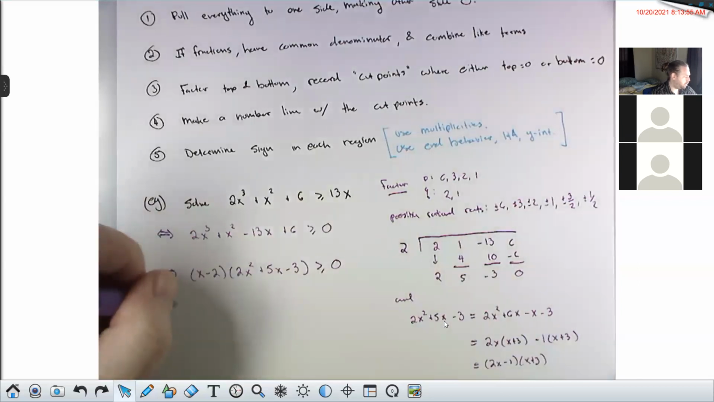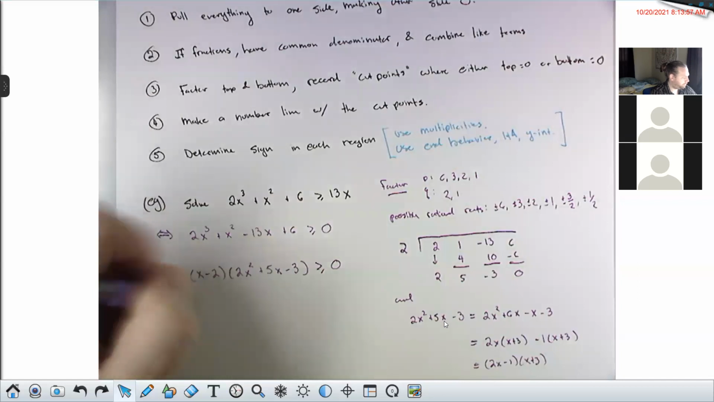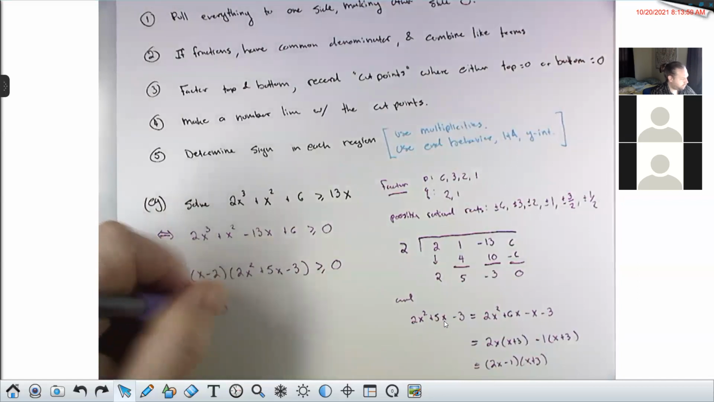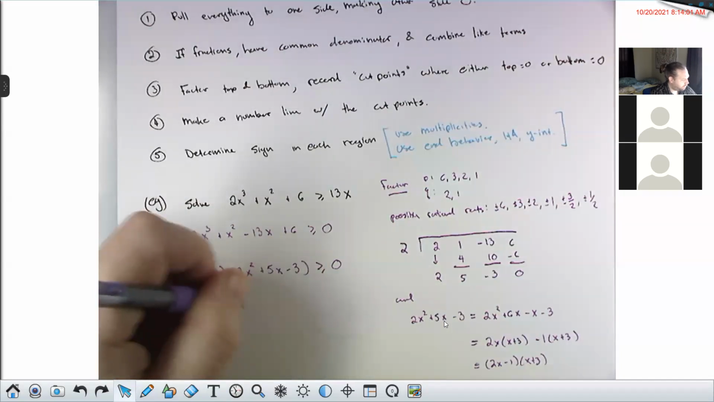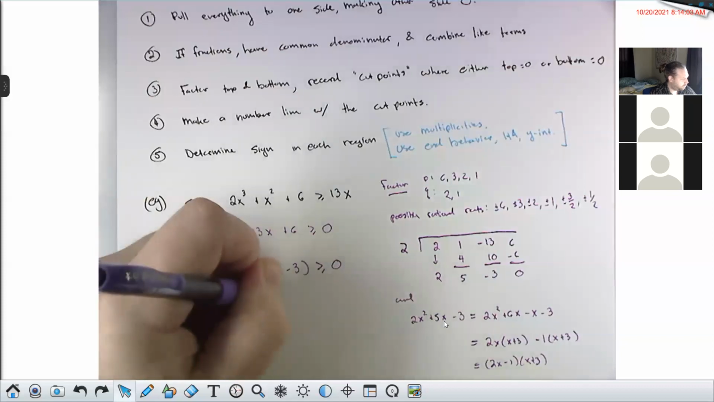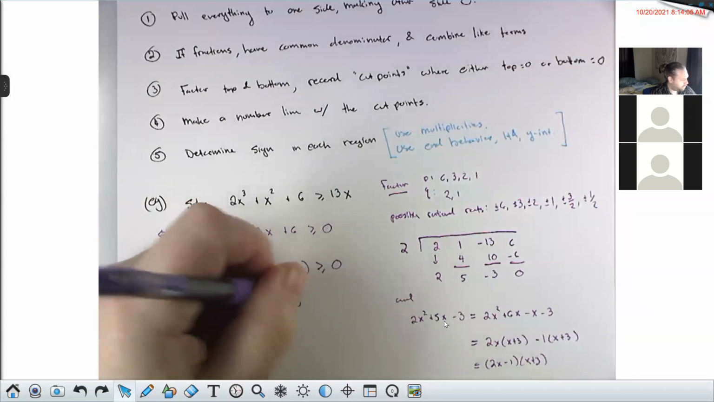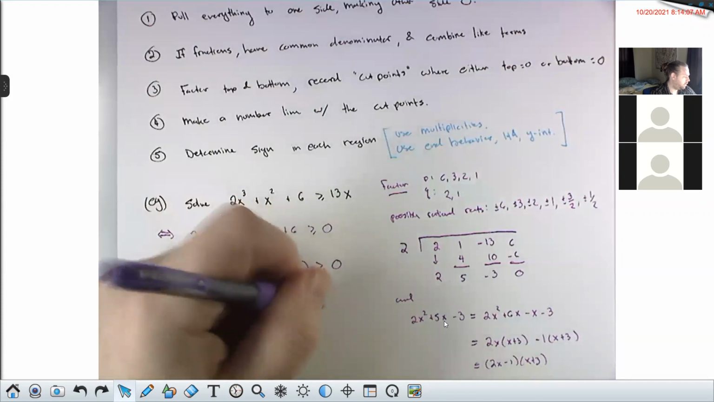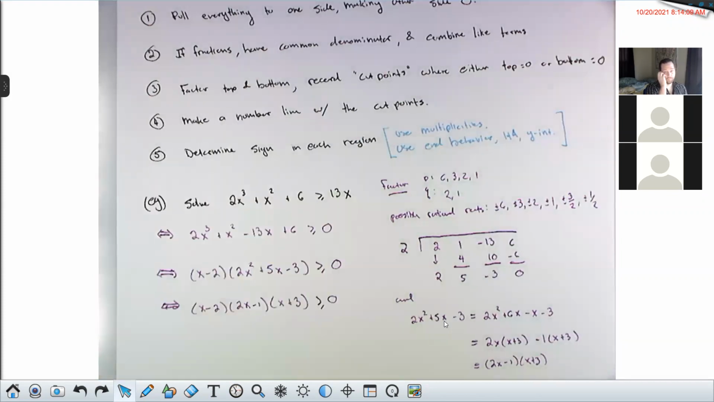So the fully factored form of this polynomial is x minus 2 times 2x minus 1 times x plus 3. And we have that is greater than or equal to 0. So we pulled everything to one side. That was step 1. There weren't any fractions to combine with the common denominator, so we didn't have to do any of that.